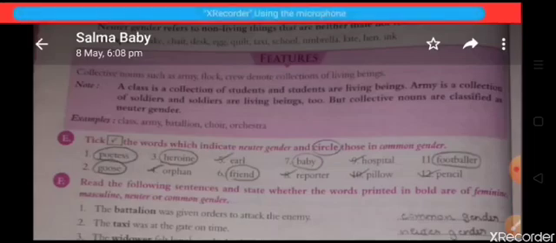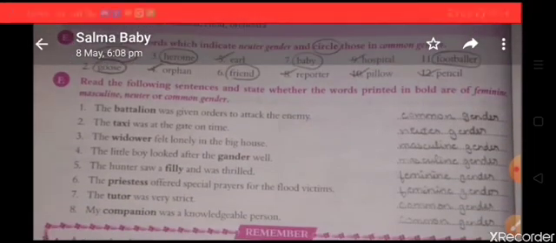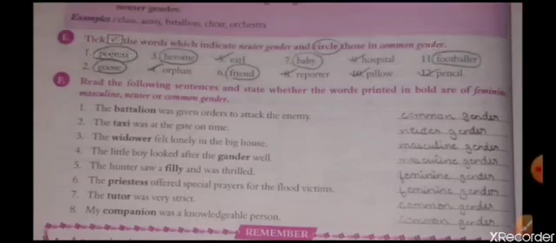So let's move to the next exercise. Read the following sentences and state whether the words printed in bold are of the feminine, masculine, neuter, or common gender. The battalion was given order to attack the enemy. So it is common gender. Now the taxi was at the gate on time. It is neuter gender.